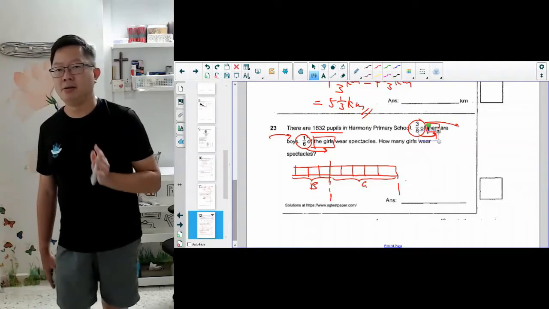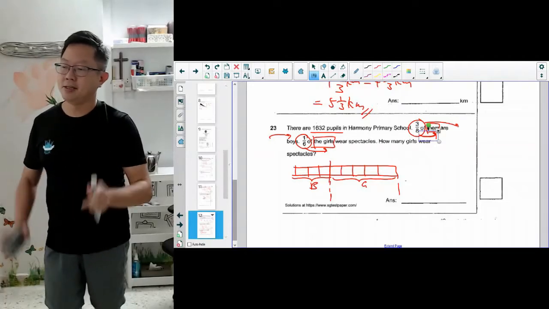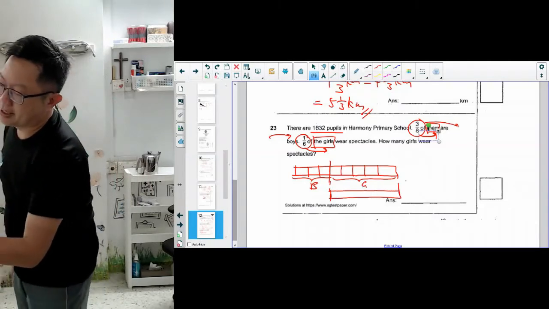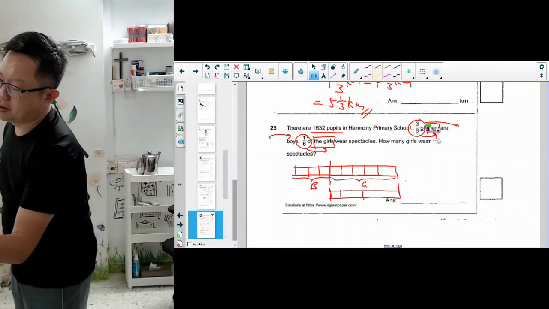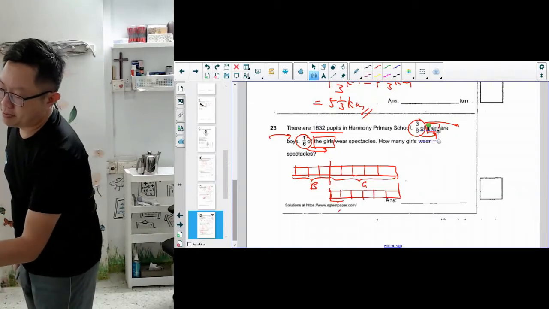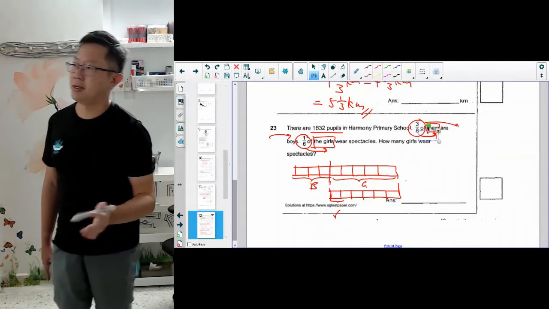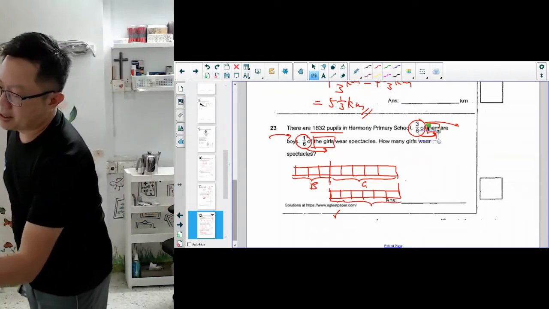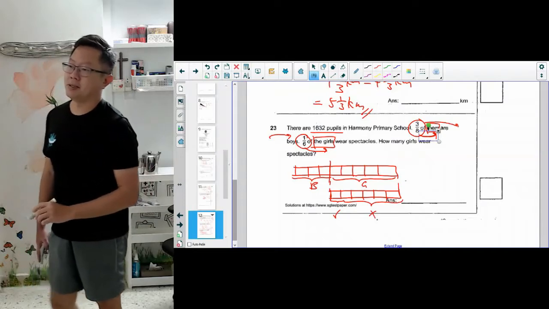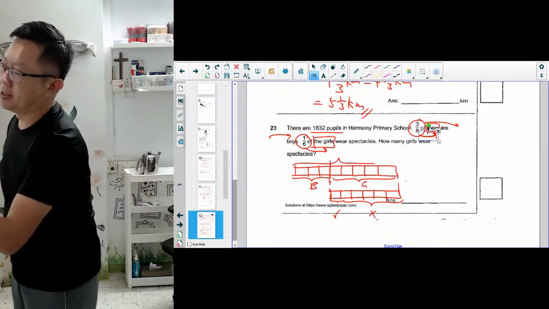So if you cannot cut the remainder into 6 boxes, then you drop down and then you can cut into 6 boxes already. So 1, 2, 3, 4, 5, 6. And one box wears spectacles. Okay, one box of the girls wear spectacles and the rest of the girls, they don't wear. Okay, so how many girls wear spectacles?